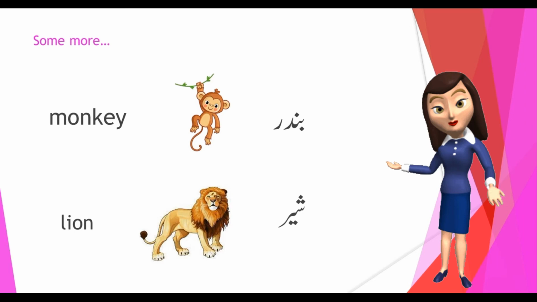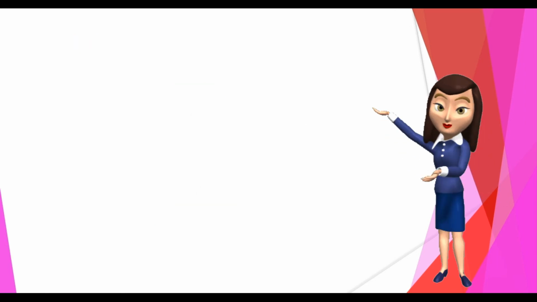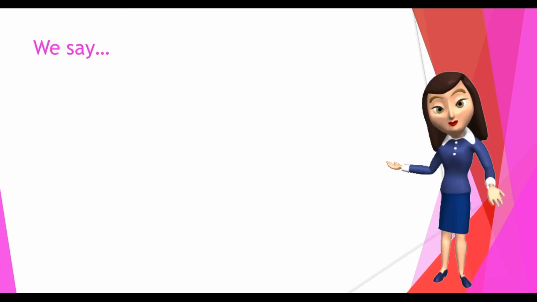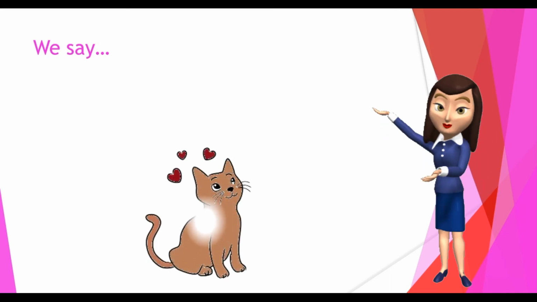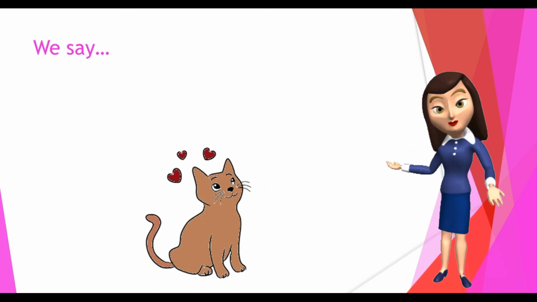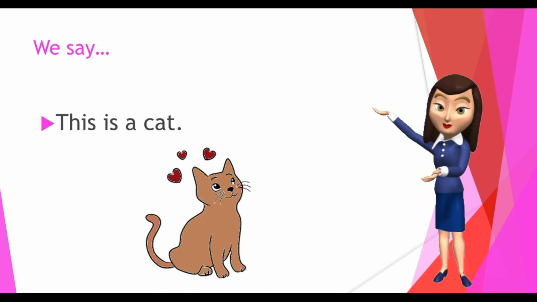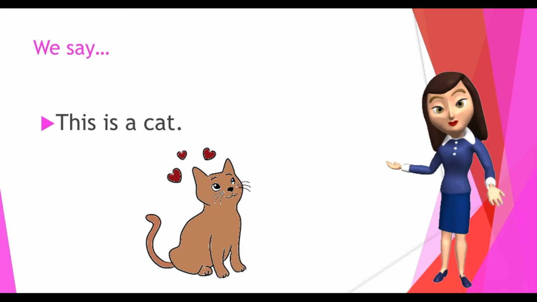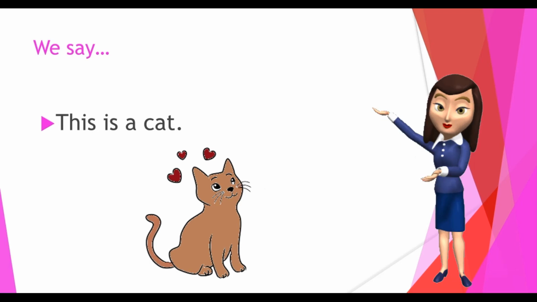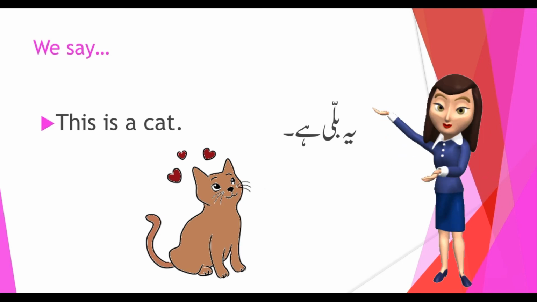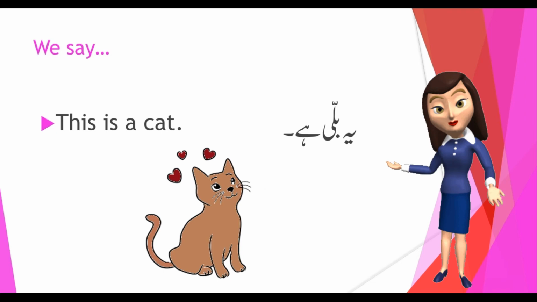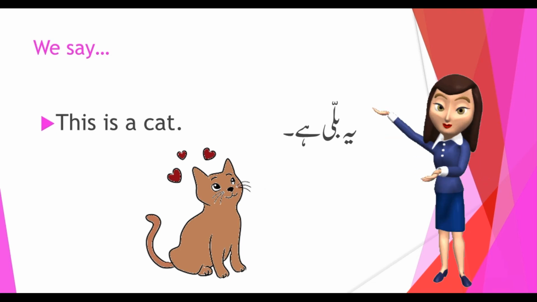Repeat many times for practice. Okay? Alright, so when we are saying that there is an animal there, for example, if we see a cat, we say, this is a cat. How do we say that in Urdu? In Urdu we say, ये बिल्ली है. This is a cat.